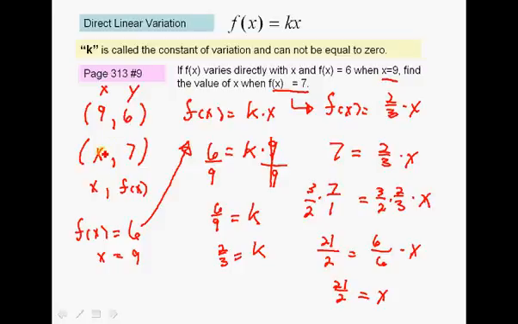So now we know that x is equal to 21/2 when f of x is 7.